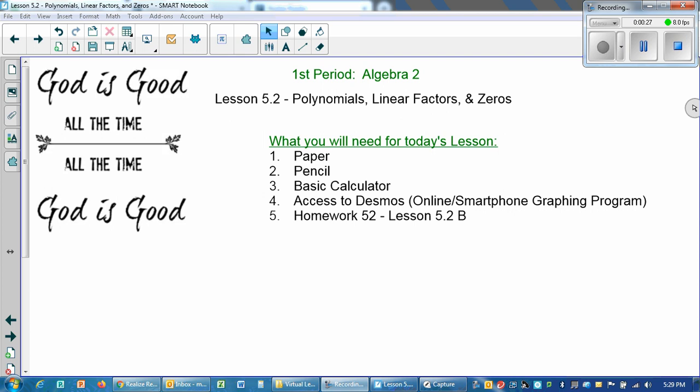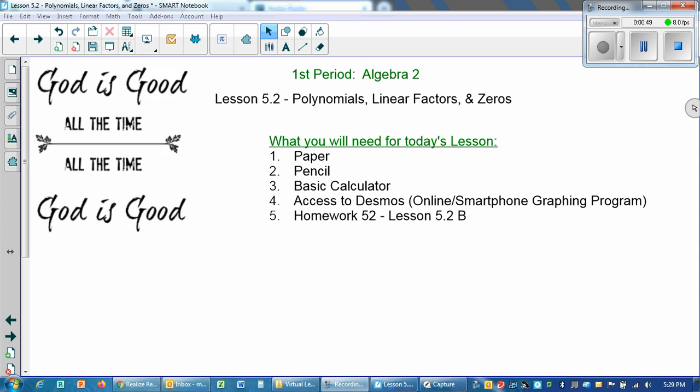4, you're going to need access to Desmos. This is an online graphing program that you're going to need, and we will look at this a little bit later in the lesson, and we'll give you a chance to pause the screen, and we'll talk about where to find this program at. And the final thing you're going to need is your homework 52, which you'll use at the end of the lesson, which you'll get a chance to practice everything that we have learned today.